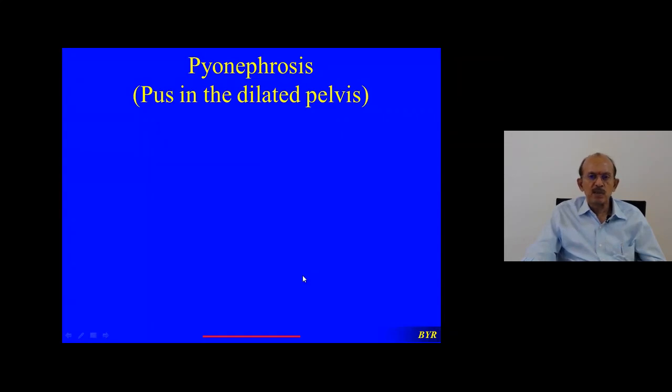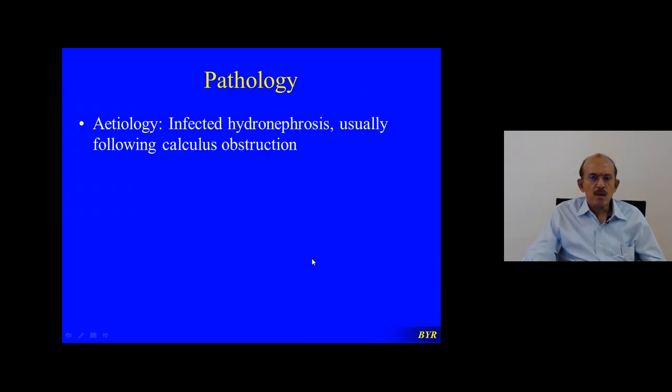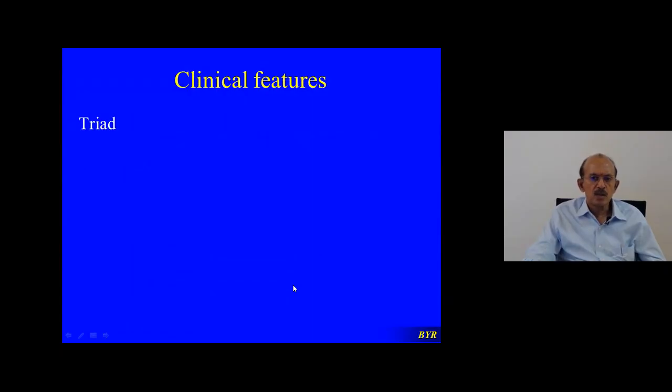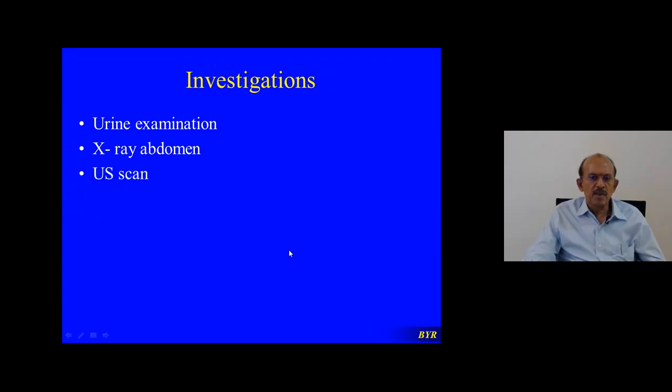Pyonephrosis, that means pus in the dilated pelvis. Etiology: it is an infected hydronephrosis, usually following calculus obstruction. It is usually unilateral. Clinical features: there is a triad of anemia, fever, and loin swelling. Investigation: urine examination, X-ray abdomen, ultrasound scan, IVP.